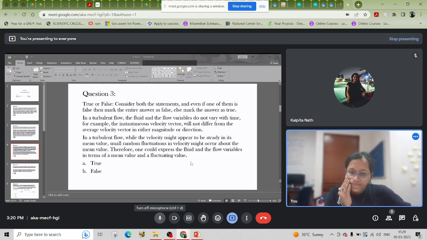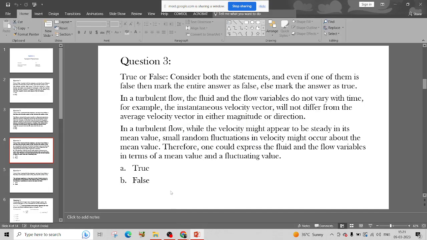In turbulent flow, the flow variables will vary with time. For example, the instantaneous velocity vector will differ from the average velocity vector in both magnitude and direction. So yeah, not either, in both magnitude and direction it will vary. So the first statement is false. So that's why the entire answer will be false. Let us proceed to the next question.